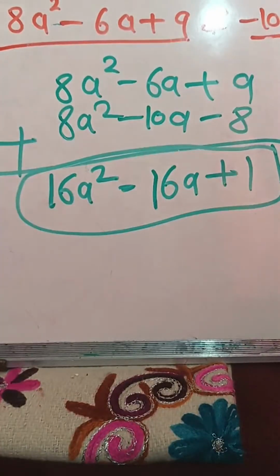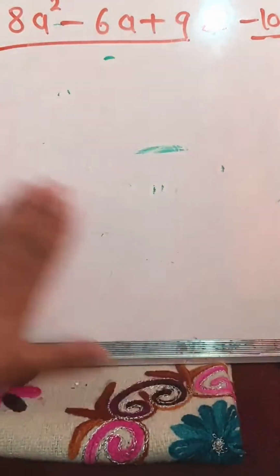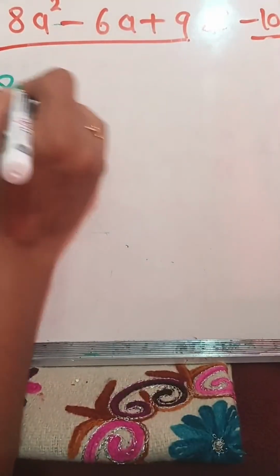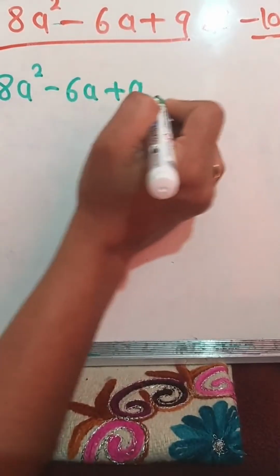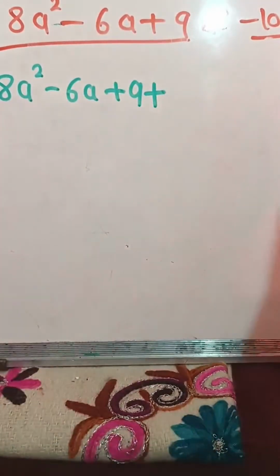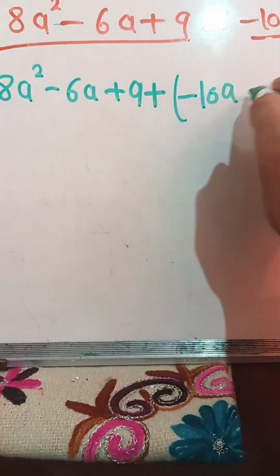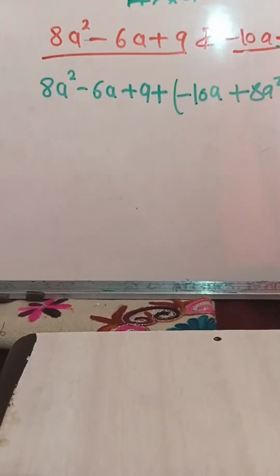Okay, this is our vertical method. Now we want to do the same question in the horizontal method. Just write down the question: 8a square minus 6a plus 9, then plus, again we have minus 10a plus 8a square minus 8. Is it clear? Now first we open our bracket.